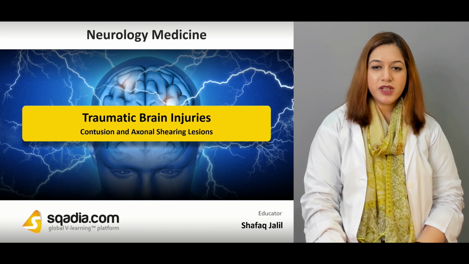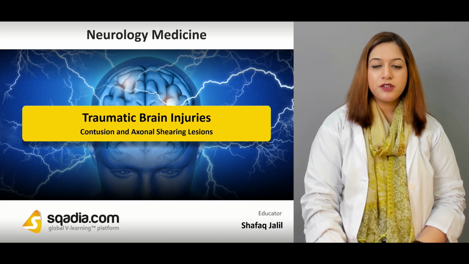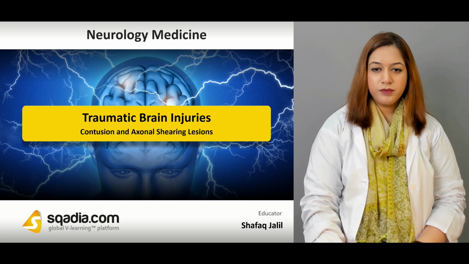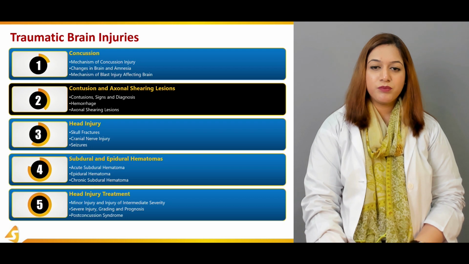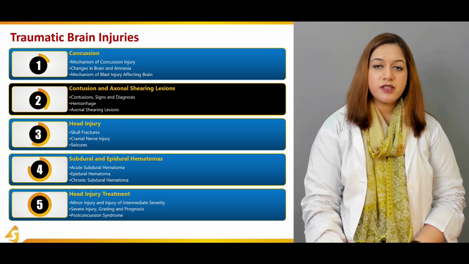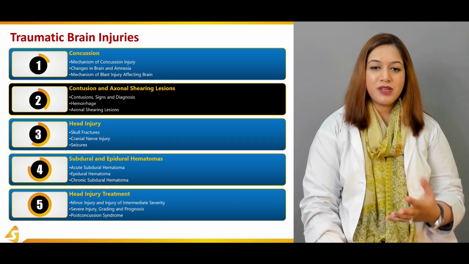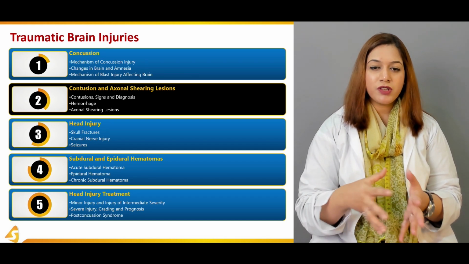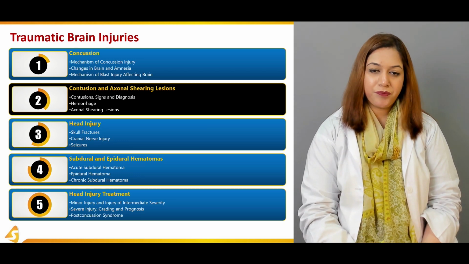Moving on to this section of our lecture, we will be discussing contusion and axonal shearing lesions. In this section, we will talk about contusions, what are the signs and symptoms, and how we can diagnose a contusion radiologically. We will see what is hemorrhage and how contusions are going to cause hemorrhage, and what are the axonal shearing lesions.